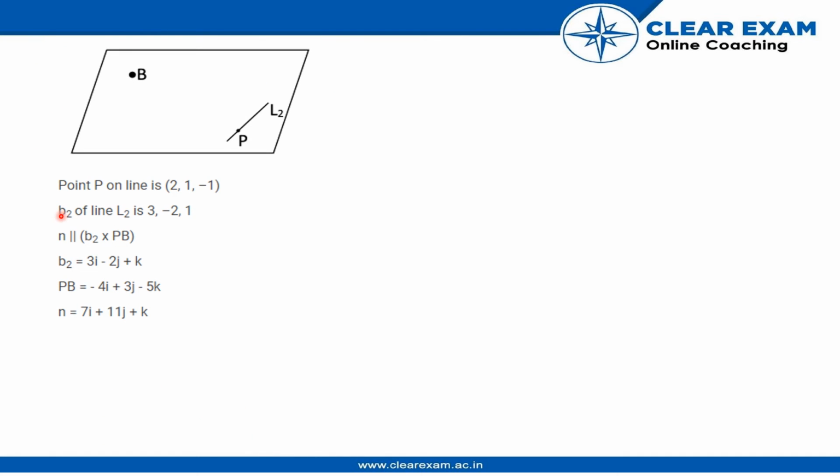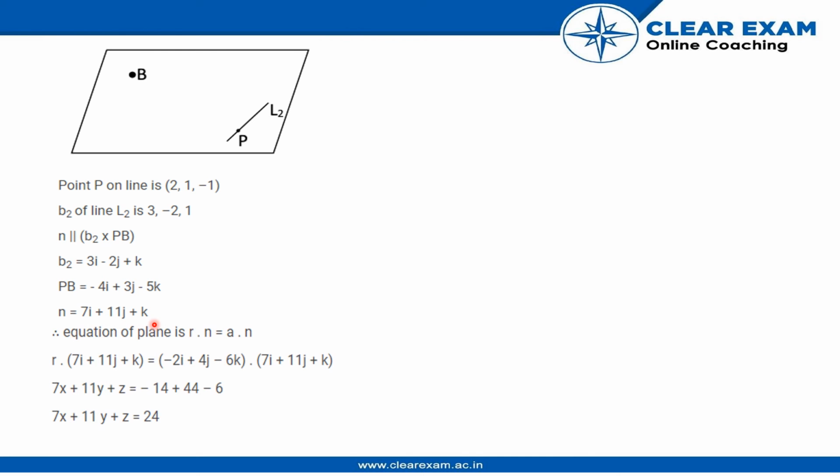So a point P on the line will be (3, −2, 1), taking direction vector as given. Now the normal vector of this plane will be parallel to the cross product of the line's direction vector with PB. So we have the direction vector as 3i − 2j + k and PB as −4i + 3j − 5k. On taking the cross product of both these vectors, we get the normal as 7i + 11j + k.